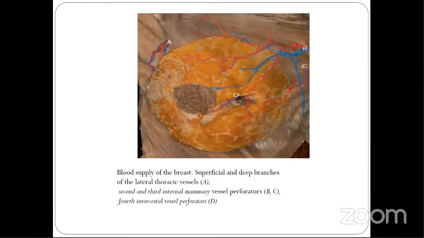Here is the cadaver. After removing the skin and the fat of the breast, letter A is the lateral thoracic, as we said, a branch from the axillary, supplying only 30%. B and C here we can see the second and third internal mammary vessel perforators, and the fourth intercostal vessel perforator.